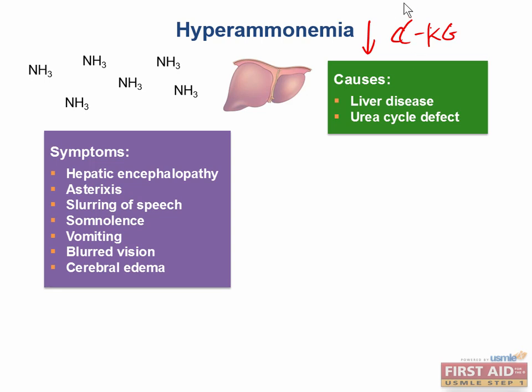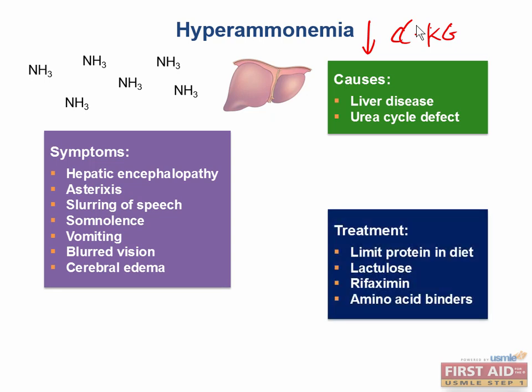Well, hopefully you're thinking you saw alpha-ketoglutarate in the TCA cycle. So the TCA cycle will be inhibited when you use up all your alpha-ketoglutarate. And then lastly, how are we going to treat this hyperammonemia? The treatment of this condition is to limit the protein in the diet.